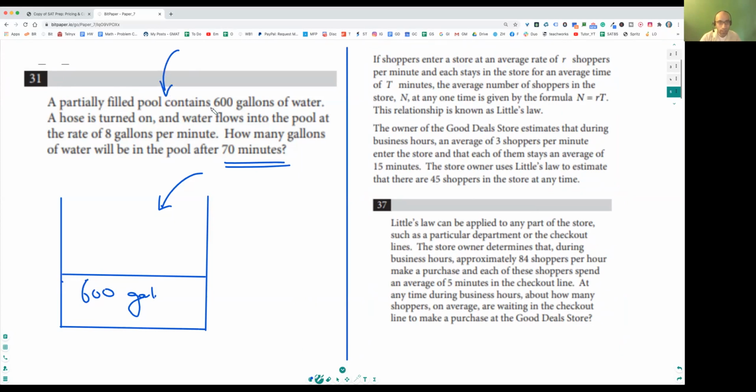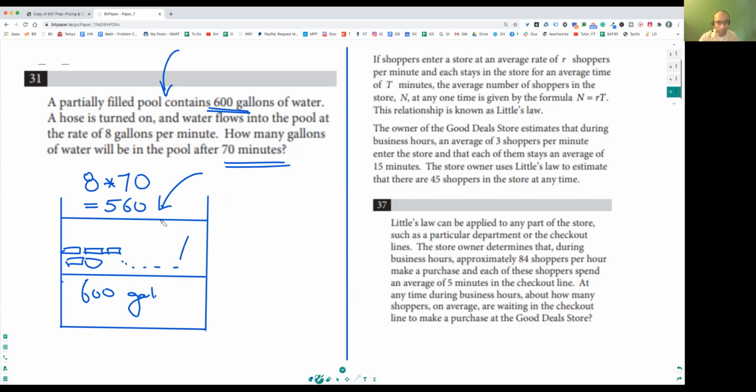Okay, so it's 600 gallons over here, right? And then 8 gallons per minute. And after 70 minutes, what's going to happen? Every minute, 8 gallons is being poured over here. The next minute, 8 gallons is poured. Another minute, 8 gallons is poured, right? So after 70 minutes, you're going to have 8 times 70. You can use your calculator if you want, you get 560, right? So 560 gallons of water is added over here in that time.